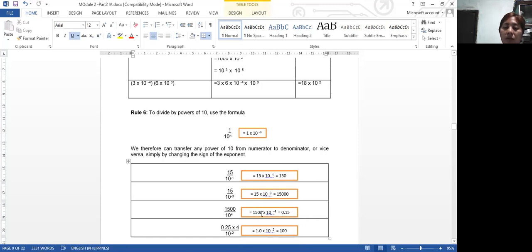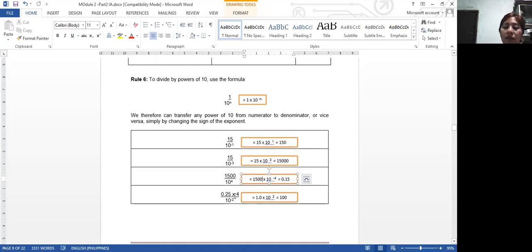So now, if that is the case, apply the rules that we just mentioned a while ago. So -4. So here is the decimal point. So count four places to the left since it's negative. So 1, 2, 3, 4. So that's why we have 0.15.